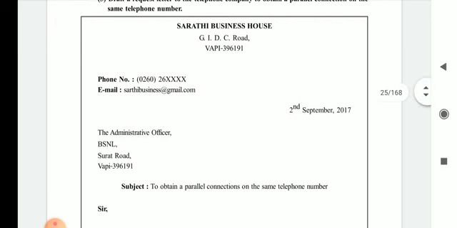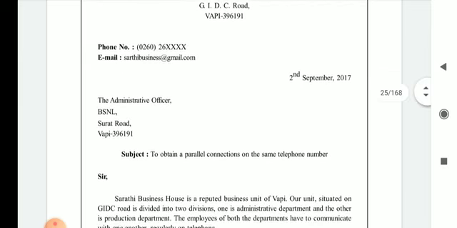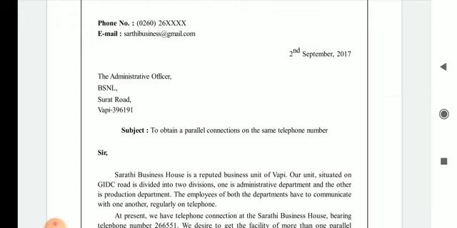Here, as a writer, you have to write a company's name instead of a person's name. So here the writer is the Sarthi Business House, GIDC Road, Vapi. You can write the address of the company at the right hand side also. It is not necessary that you write the business address at the center. Then phone number, email ID. 2nd September 2017 is the date of the letter.